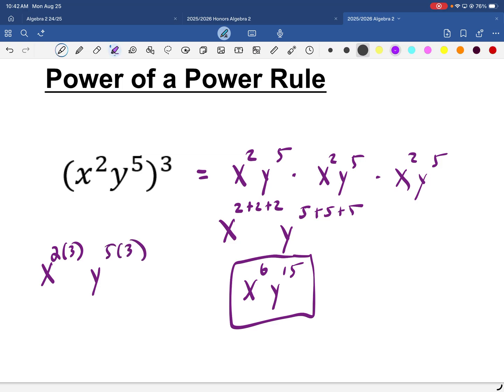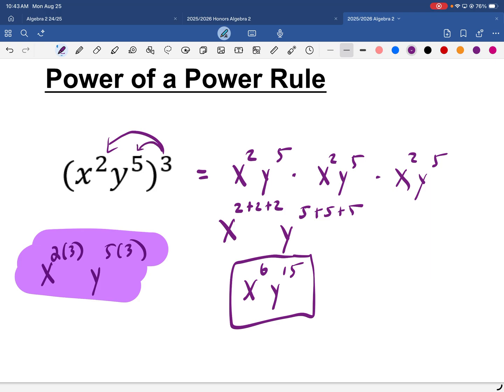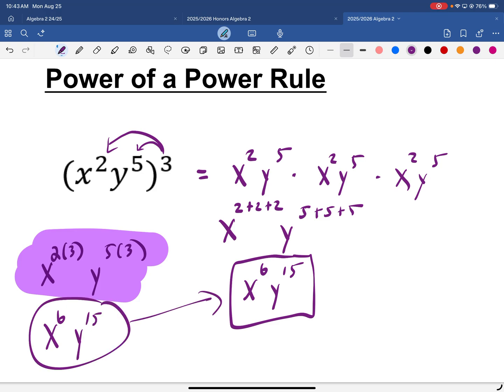This is the fast version of it. You multiply the exponents. And what you need to make sure that you do is you take each of those and everything that's in there to the 3rd power. You get x to the 6th, y to the 15th. Same solution as we had before.